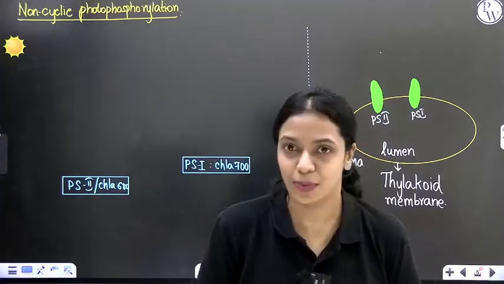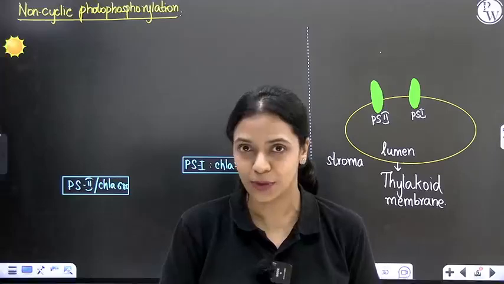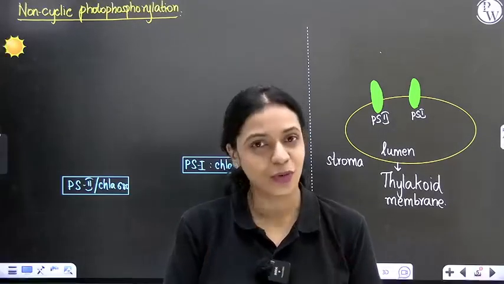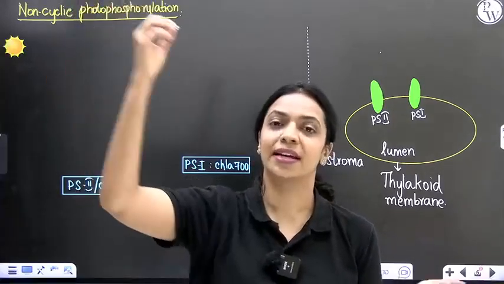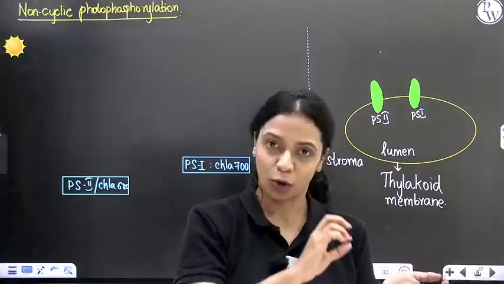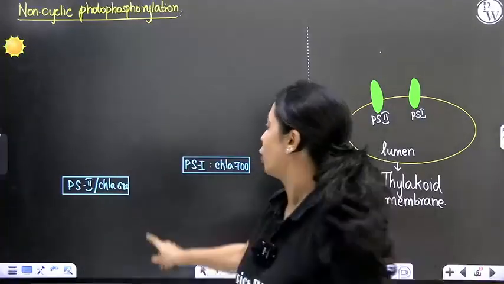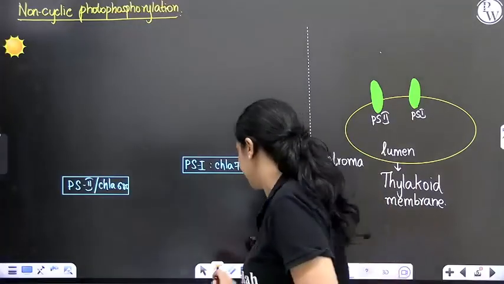Where are these thylakoid membranes present? They are present inside the chloroplast. Where is the chloroplast present? Chloroplast is present in the mesophyll cells. Where is the mesophyll present? Mesophyll is present in the leaf. So when the sunlight hits the leaf, it hits the mesophyll cells, it hits the chloroplast, it hits the thylakoid membranes, and simultaneously on both PS2 and on PS1, light will be incident.